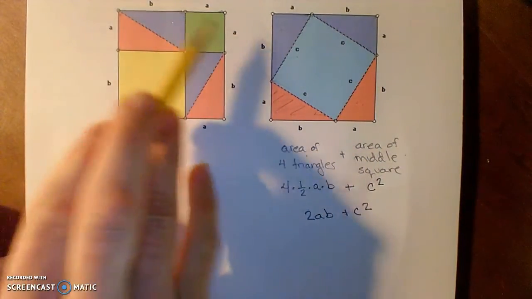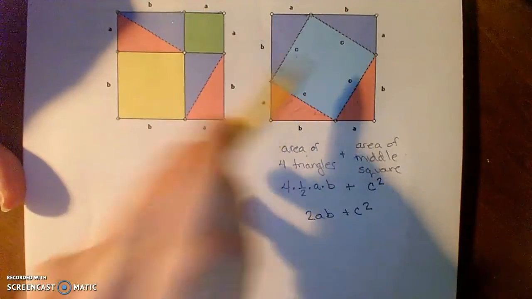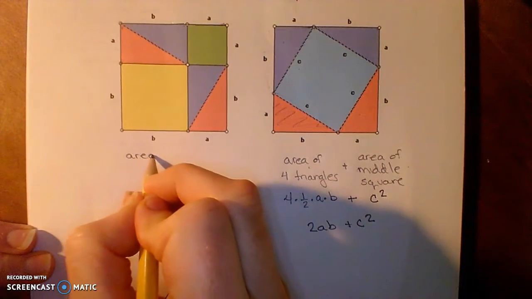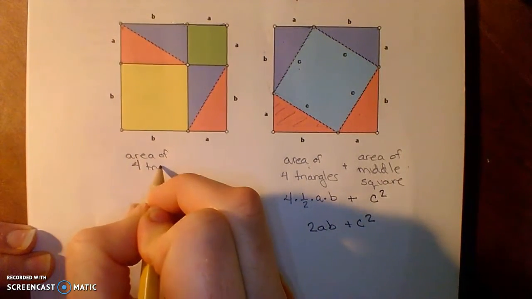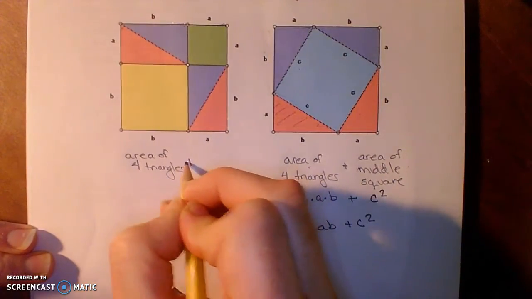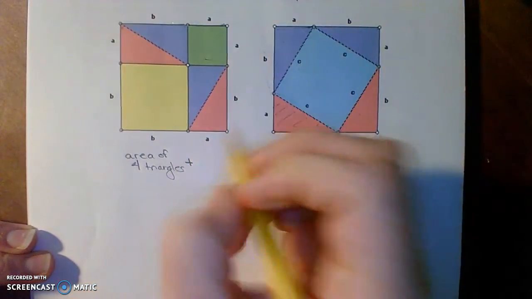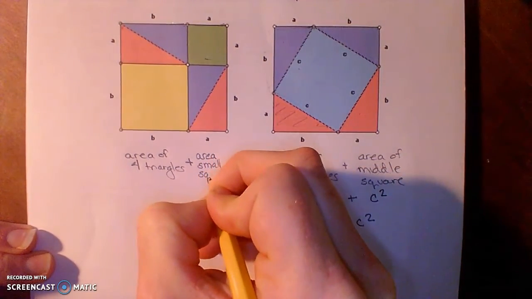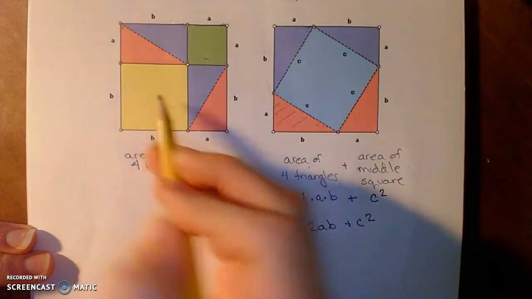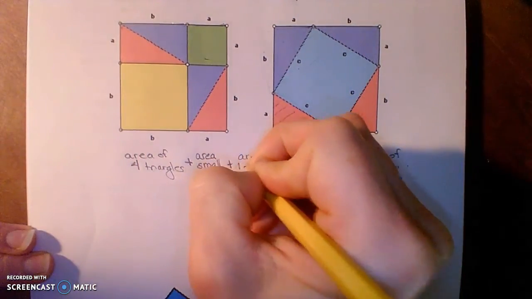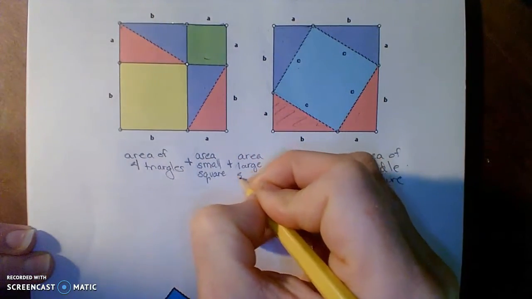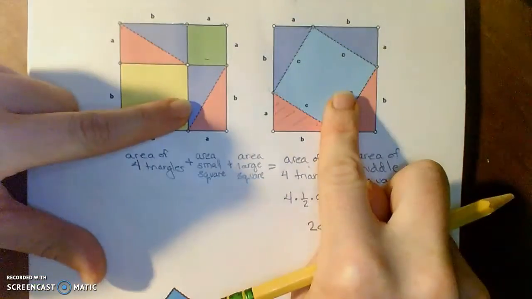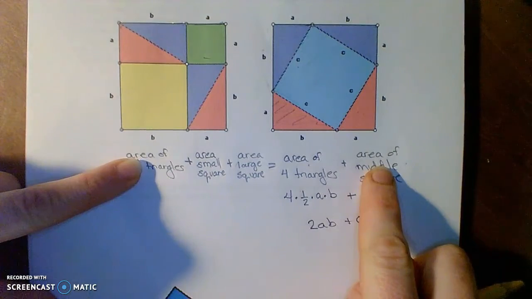Now, let's take a look at the other arrangement here. Again, same square, same exact area. You have 4 of these triangles, so again, the area of the 4 triangles, plus the area of the small square, plus the area of this larger square, or the green square and the yellow square if you like. And these two squares have exactly the same area, so these two areas should be the same.